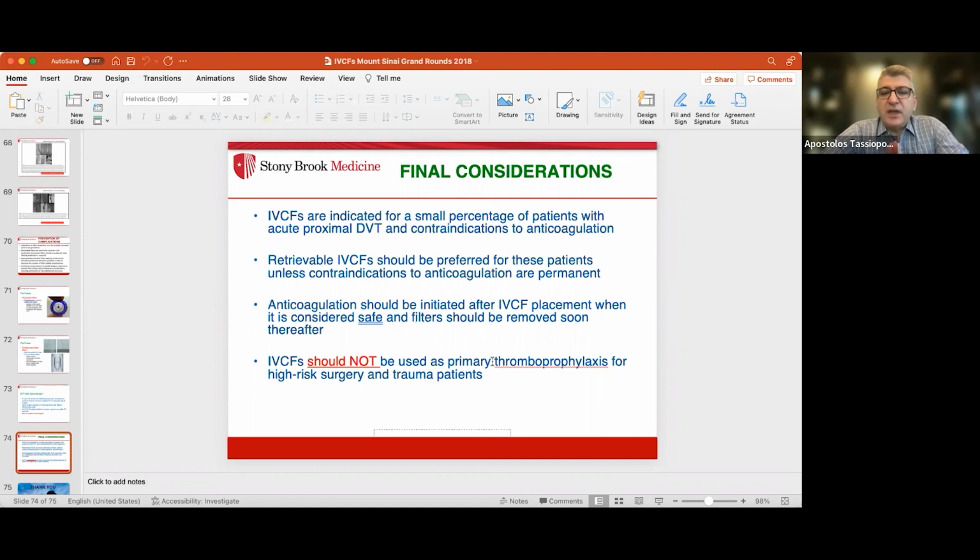Anticoagulation should be initiated after IVC filter placement when it is considered safe. And once you have somebody on therapeutic anticoagulation, the IVC filter should be removed soon thereafter. In general, IVC filters should not be used as primary thromboprophylaxis for high-risk surgery and trauma patients. I think that principle has been well embedded in physicians' minds in recent years, and the prophylactic use of filters has decreased dramatically, and I believe it accounts for a significant number of the decreased filters that we're utilizing.